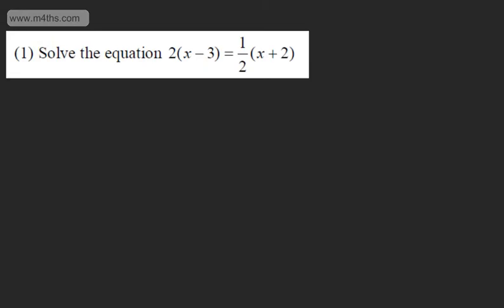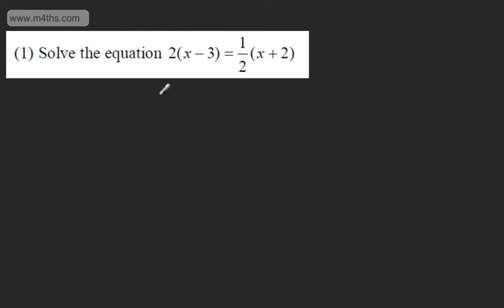In this video, we're going to do some quick worked solutions to the initial AS assessment on algebra and number. In the first question, we're asked to solve the equation 2 multiplied by the quantity x minus 3 is equal to 1/2 multiplied by the quantity x plus 2. So we have a linear equation and we need to solve for x.